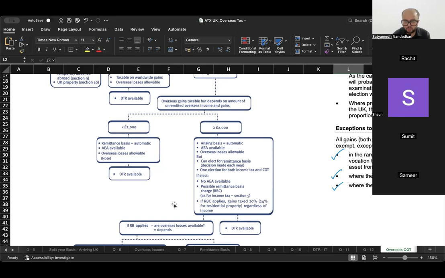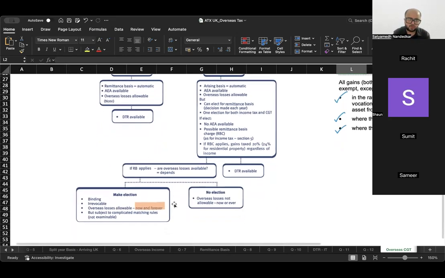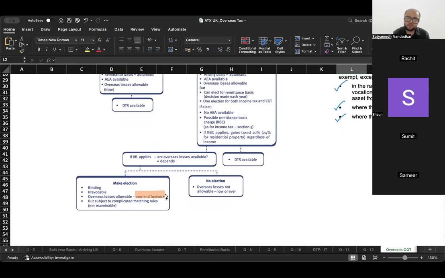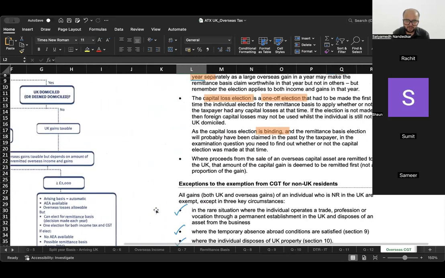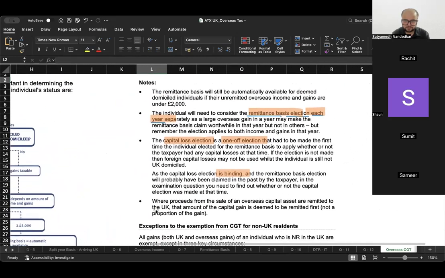But if you choose to go for the remittance basis, then no AEA and possible remittance basis charge. Also, you cannot have a separate election for income tax purpose and a separate election for CGT purpose. Whatever applies to income tax will apply to CGT also. आपको DTR तो मिलेगा, no doubt DTR will be available to you, but there is one more choice that you get, which is basically if remittance basis applies, are overseas losses available? It depends upon what kind of election you have made. ठीक है, एक बार वो देख लो.